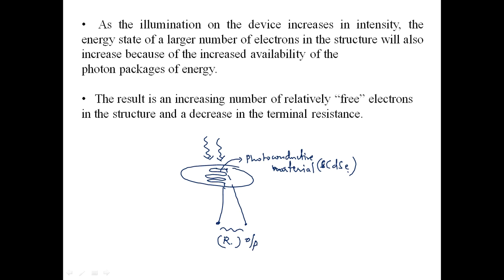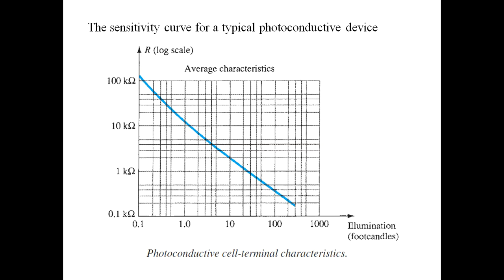As the illumination of the device increases in intensity, the energy state of a large number of electrons in the structure will also increase because of the increased availability of photon packages. The result is an increase in the number of relatively free electrons in the structure and a decrease in the terminal resistance.